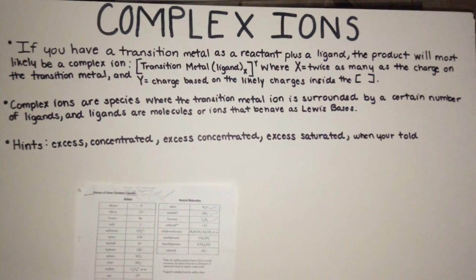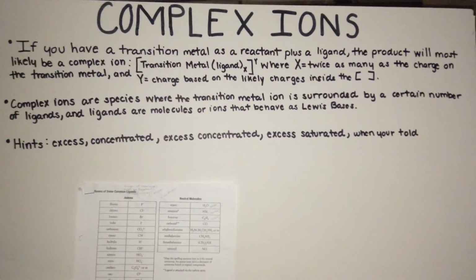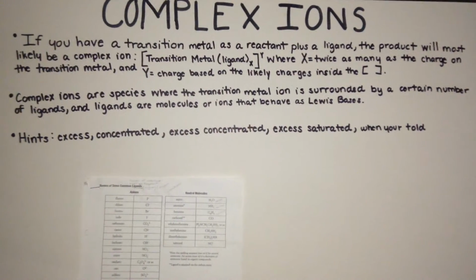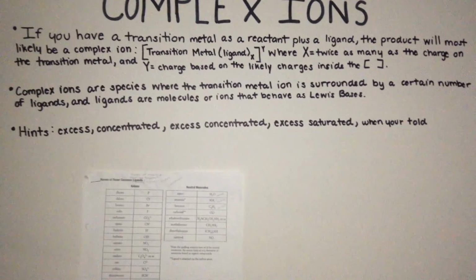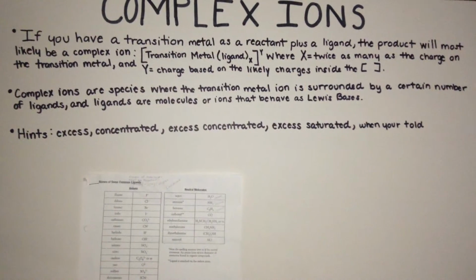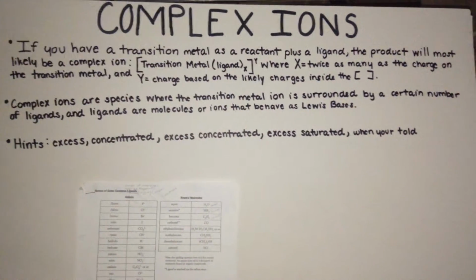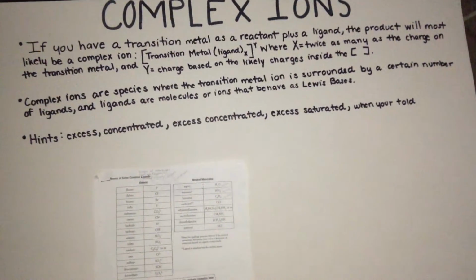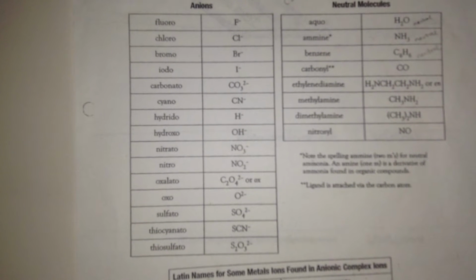And the product is a transition metal connected to a ligand, where X is twice as many as the charge on the transition metal, and Y is the charge based on the likely charges inside the brackets. And these are some ligands, so if you see them in a problem, it's most likely a complex ion.